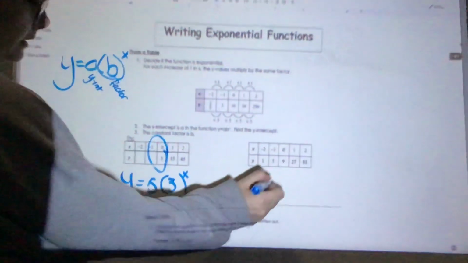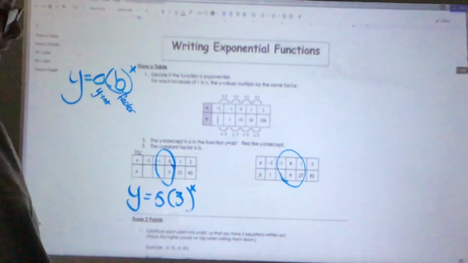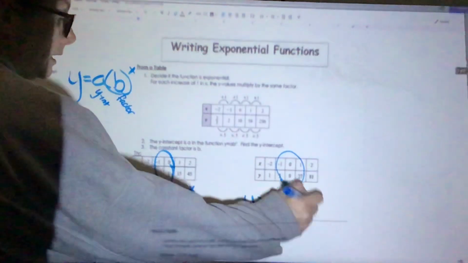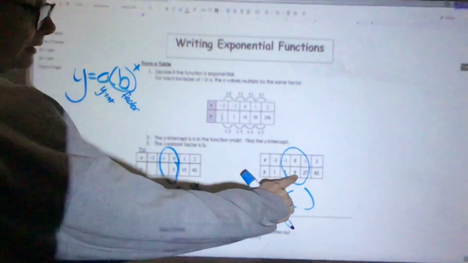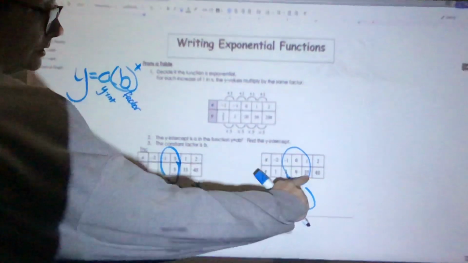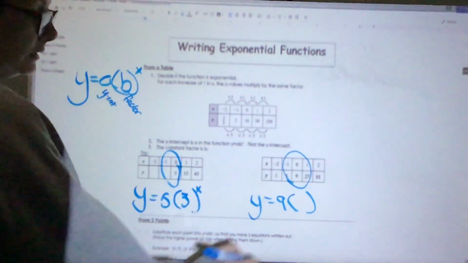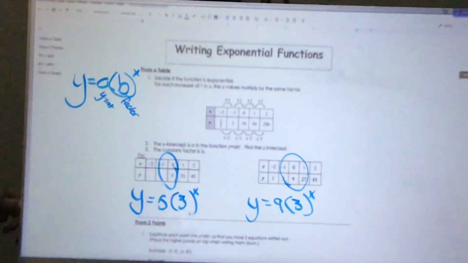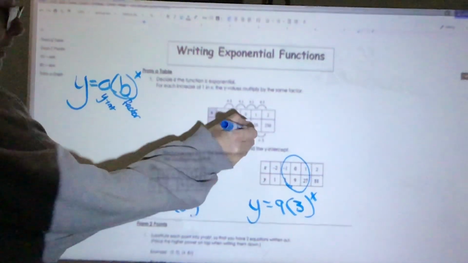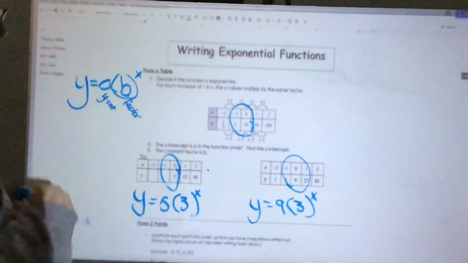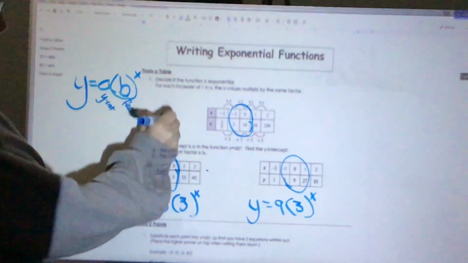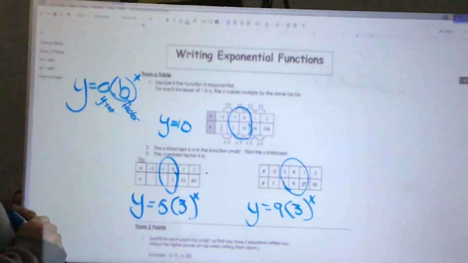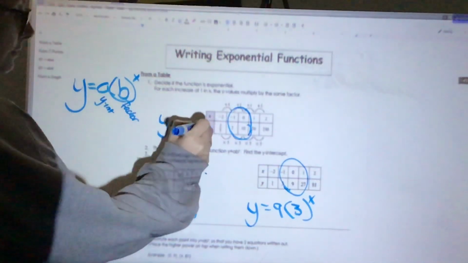For the second table, again, the y-intercept is given to us right there. So we know that it's going to start off y equals 9. And then in parentheses, again, our factor is 3. It was multiplied by 3 each time. So that goes in the parentheses. If you look at the example that was done out for you, the y-intercept was 10. And each time it went along in x, it was multiplied by 5.